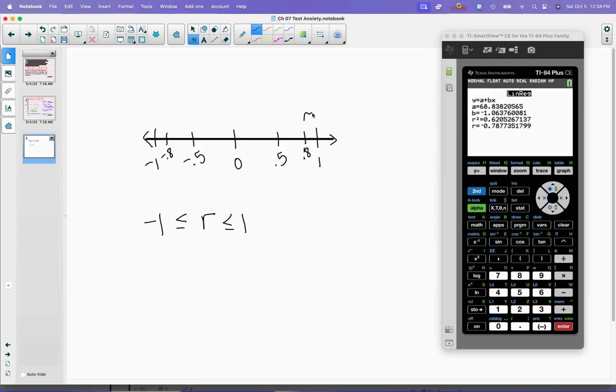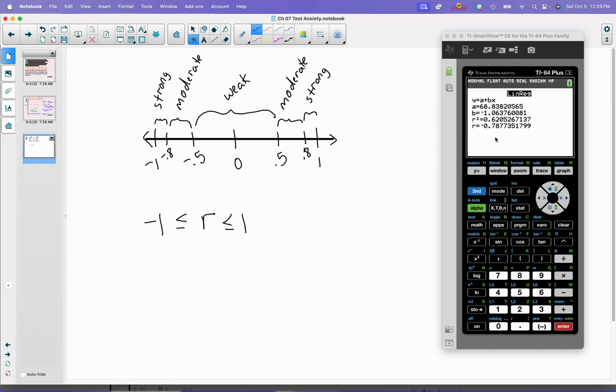If we're between 0.8 and 1, we're going to call that strong. If we are between 0.5 and 0.8, we're going to call that moderate. Down here would be the same thing: if it's negative but still between those values, it's strong, and between these values, moderate. And then this direction in here is going to be weak. That's just to give you an idea. So we got negative 0.7877.